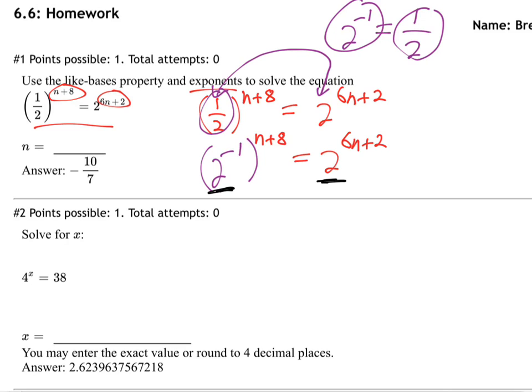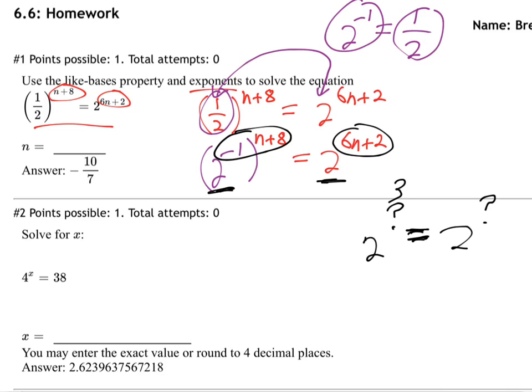So if that's the case, then the powers must be equal, right? If I'm telling you 2 to some kind of power equals 2 to some other power, well, if these things are equal, the powers couldn't be like 3 and 4. They couldn't be different numbers. 2 to the 3rd would not equal 2 to the 4th, right? The powers would have to be the same. If the bases are the same and these things are equal, then the powers have to be the same or they wouldn't be equal. So that means these powers have to be the same.